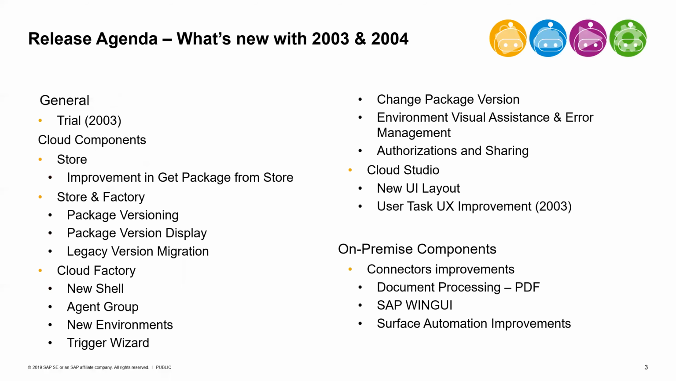Okay, so the first part: what is new with the 2003 and 2004 releases of SAP Intelligent RPA? We have clustered the topics into a few different clusters. We have some topics on trial, so there are some improvements to the trial landscape. On the cloud components, we have some improvements to store, factory, and also store and factory together, because there is some overlap between some features. And also in the new cloud factory, there are a lot of improvements that we have done in terms of agents and new environments, etc., which we want to cover in detail.